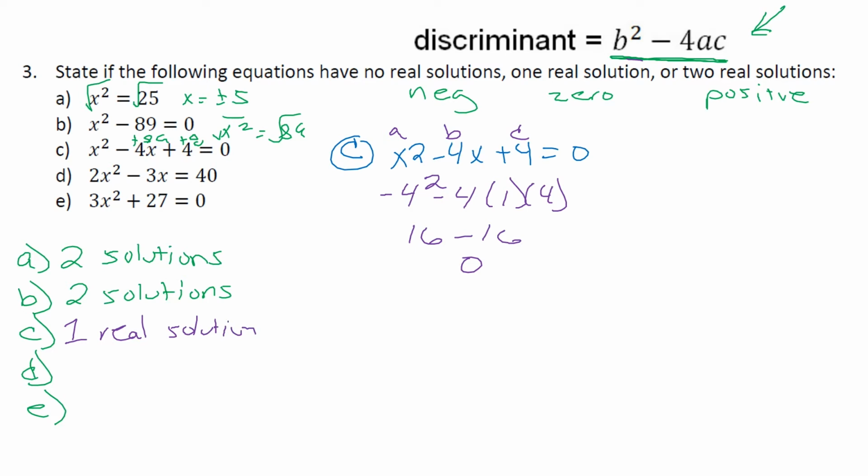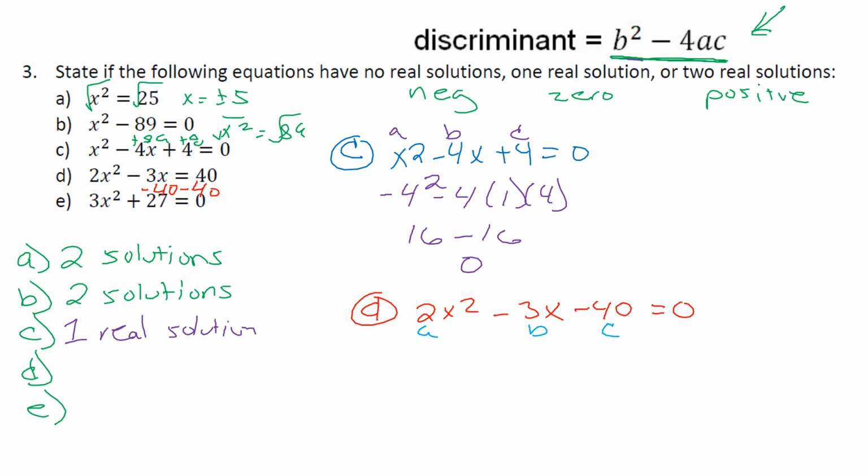And if I look at the next one here for D, rewriting it, 2x squared minus 3x, and I'm back up here. Since everything is not on one side of the equal sign, I want to move it to the other side. Since that is a positive 40, I'm subtracting 40. So my 40 becomes negative. So remember, finding the discriminant, everything has to be on one side, set equal to 0. Just like if we were solving using a quadratic formula.